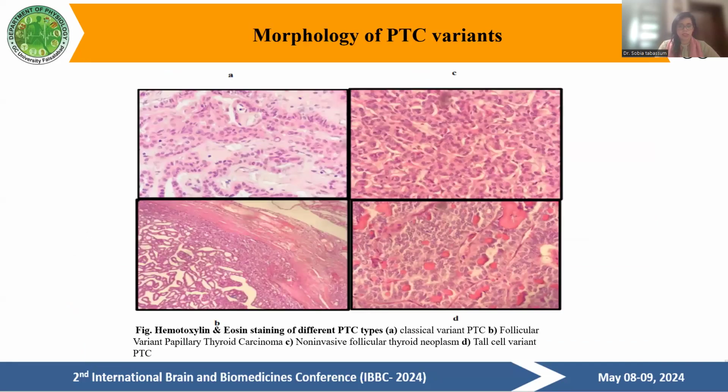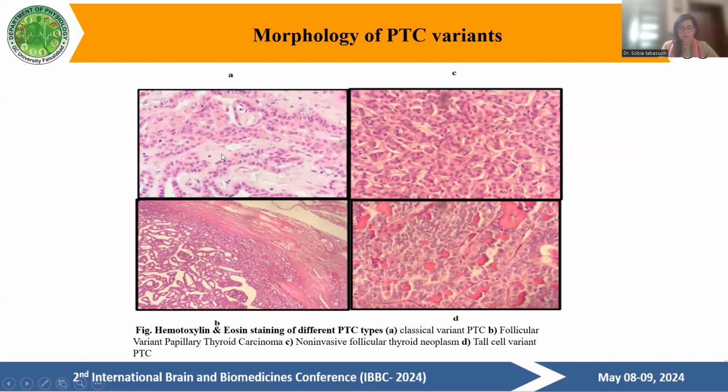stage of the cancer. Now, here is the morphology of the papillary thyroid carcinoma variants. You can see the hematoxylin and eosin staining difference among all the slides. In section A, you can see a classic variant of papillary thyroid carcinoma with a central vascular core, because it has two main cardinal features, and you can see one is a very well defined papilla with the central vascular core and the nuclear features.